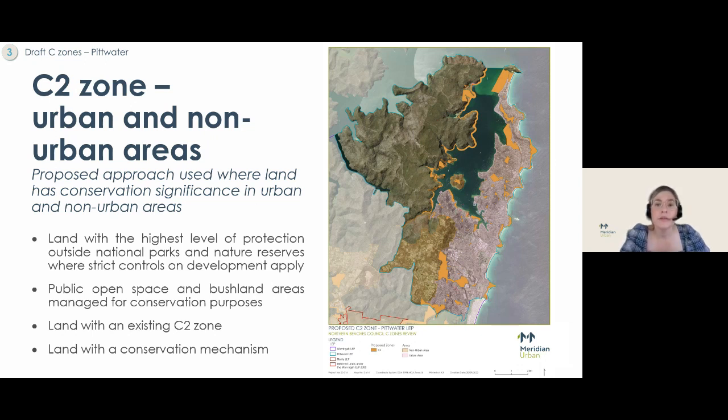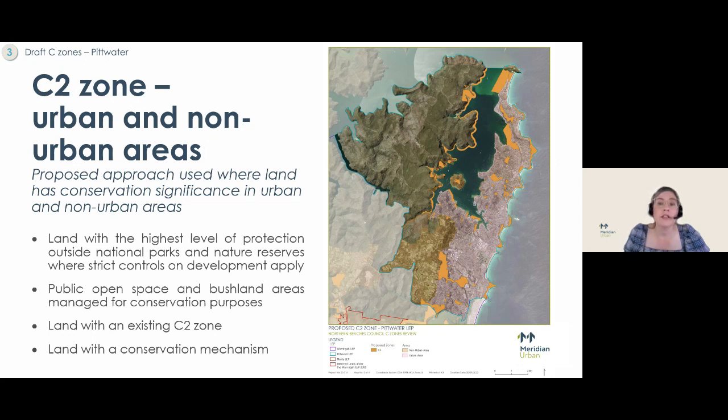The C2 zone is proposed to include natural open space and bushland areas which are primarily managed for conservation purposes. It is also proposed to include land with an existing C2 zone which is zoned for environmental protection and where strict controls on development already apply, as well as land that has an existing conservation mechanism requiring its protection for its conservation values, such as a biobanking agreement or a conservation covenant.